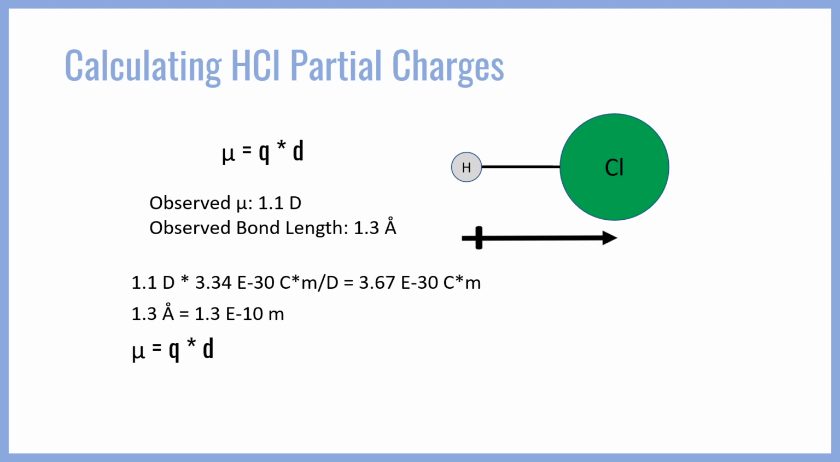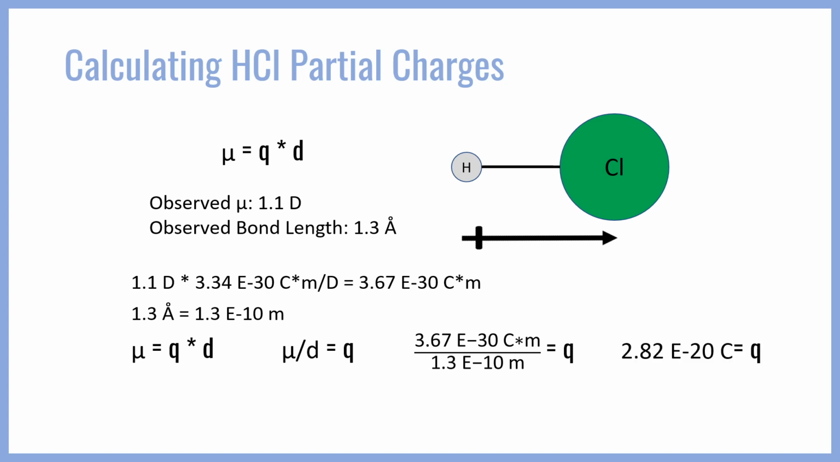Now, currently, our equation is in the form to solve for dipole moment, but we want to solve for the partial charges on each atom, for Q. So we're just going to do some algebraic rearrangement here to get that mu over d is equal to Q. Now, at this point, we can simply plug in our values for the dipole moment in terms of Coulomb meters and the value for the bond length d in terms of meters and solve for Q, which is going to turn out to be 2.8 times 10 to the negative 20 coulombs.